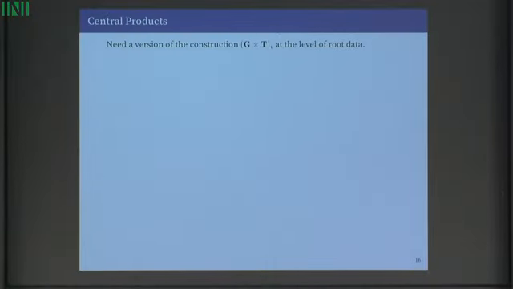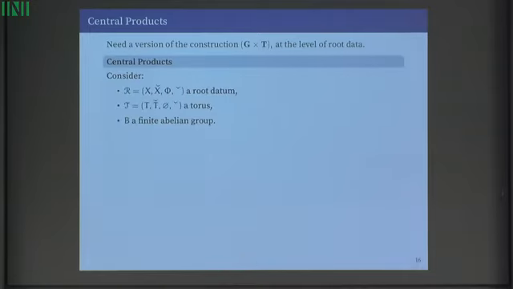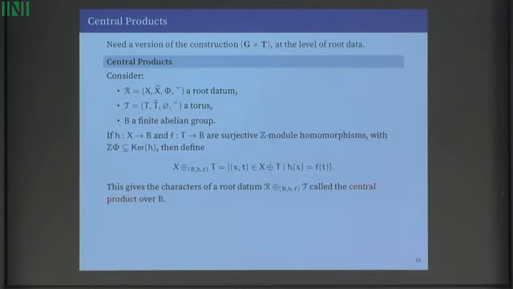Okay? Well, there are two things. You want to understand what this construction should mean at the level of root data, and then you want to understand how to write a root datum in this version. Okay? So central products. If you do this calculation, it's not too tricky. So if you take a root datum and let's say a torus, and you take a finite abelian group, what I'm going to assume is that you have two surjective Z-module homomorphisms to the finite group, okay? And the roots should be in the kernel of the one coming from the semi-simple piece. And that's because I need the roots to exist inside this lattice, okay?